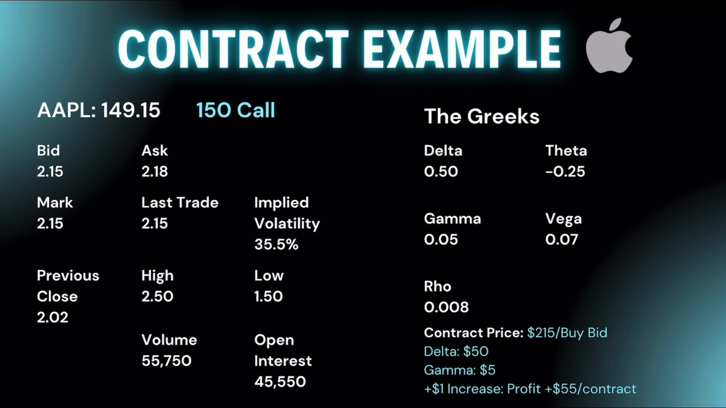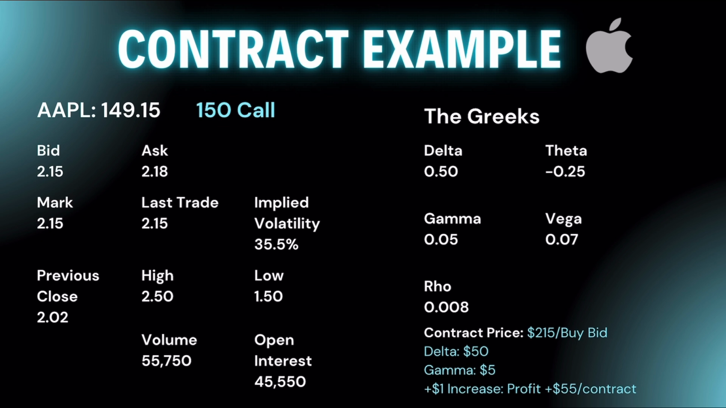The contract price, again, would be $215 if you buy the bid. The delta is going to be $50. So let me pause and explain what this means. This means incrementally, if the stock price were to move up $1, you would gain $50, okay?